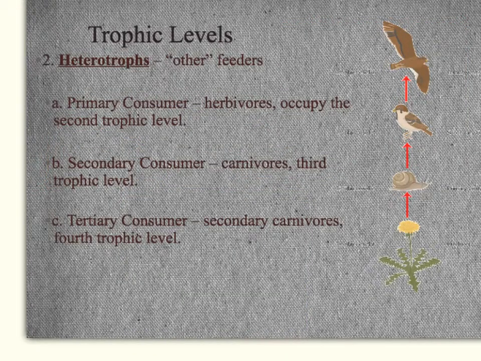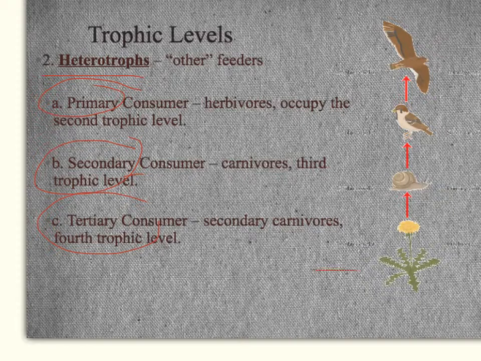So the other trophic levels are the heterotrophs, which means other feeders. And when we talk about the heterotrophs, so they're obtaining energy from another organism, we have our first level, which is our primary consumer. And then we have, like I had mentioned earlier, our secondary consumer, which generally eats the primary consumer. And then at the top of our trophic level, we have our tertiary consumer.